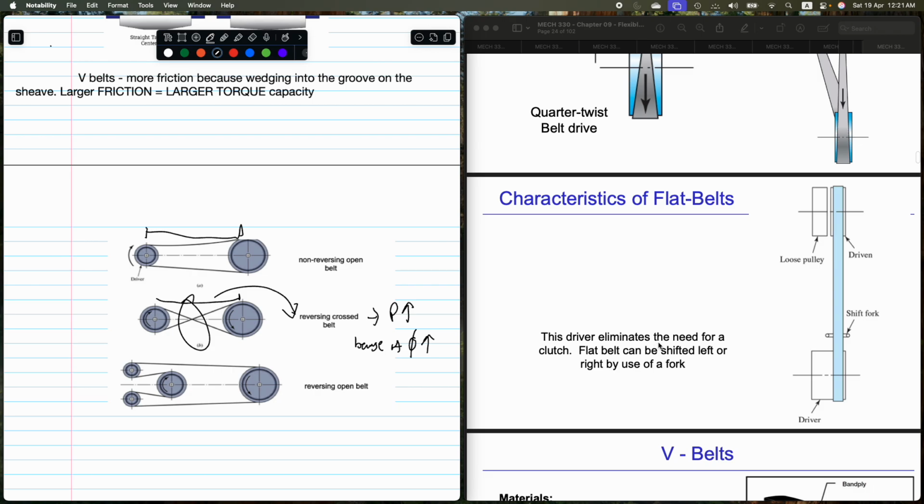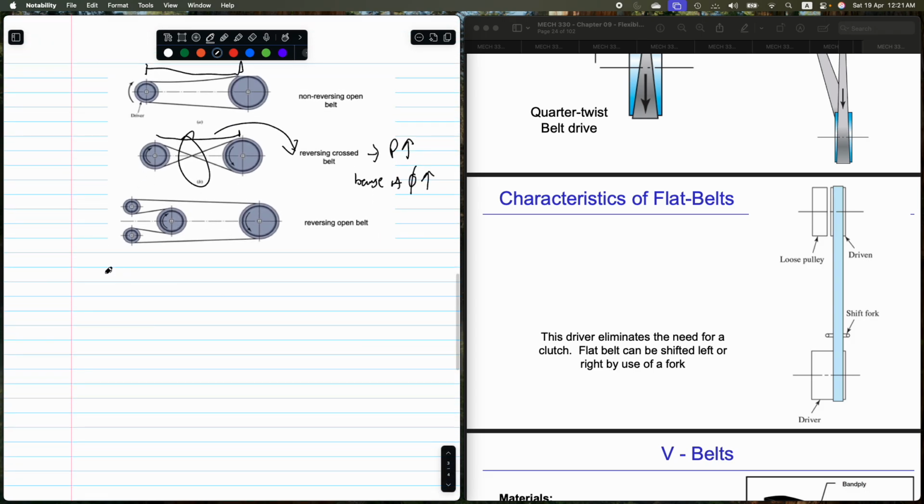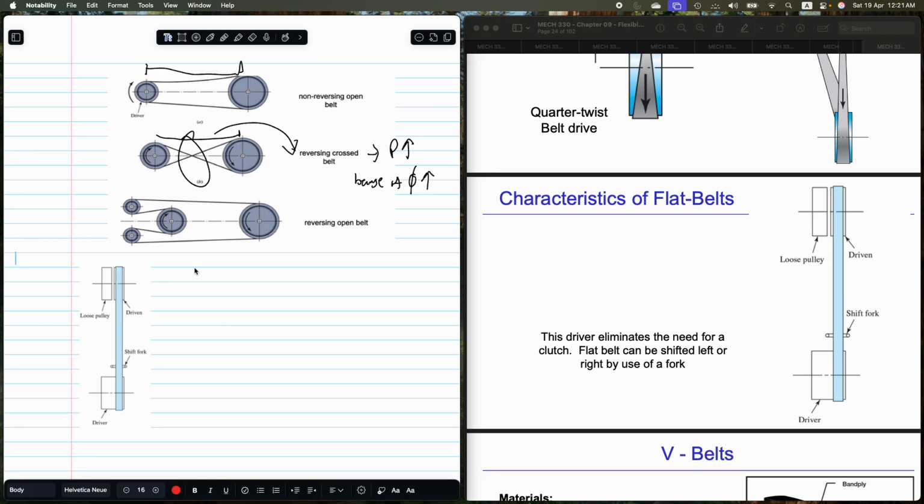Characteristics of flat belt: this drive eliminates the need for a clutch. Flat belt can be shifted left or right by use of a fork. Okay, that seems important. So we have a fork. Let me yoink that here and just type here. Actually, let me just do something like this. So this drive, the shift fork can move the flat belt left or right.